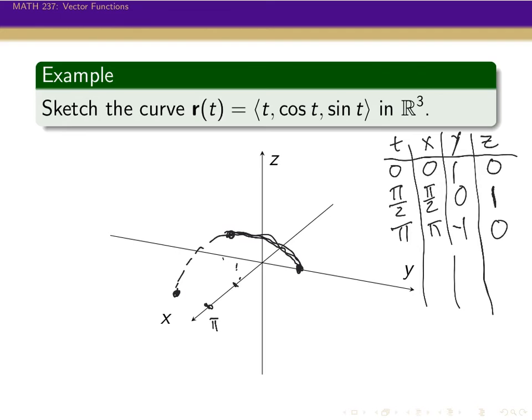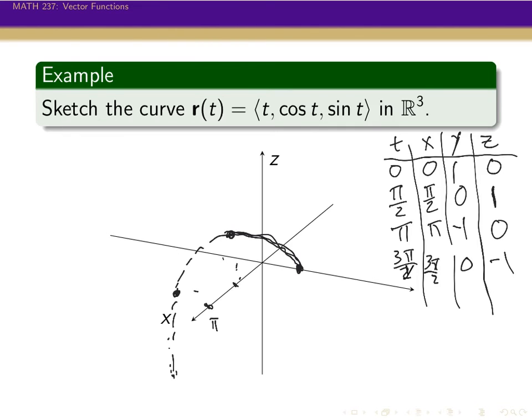If we go to 3 pi over 2, then x is going to be 3 pi over 2, y is going to be 0, z is going to be minus 1. And so that would be there, go down. Okay. And so what is this starting to trace out?